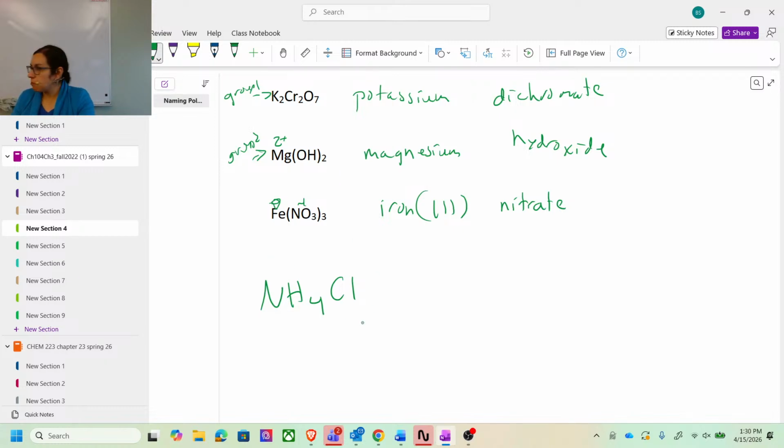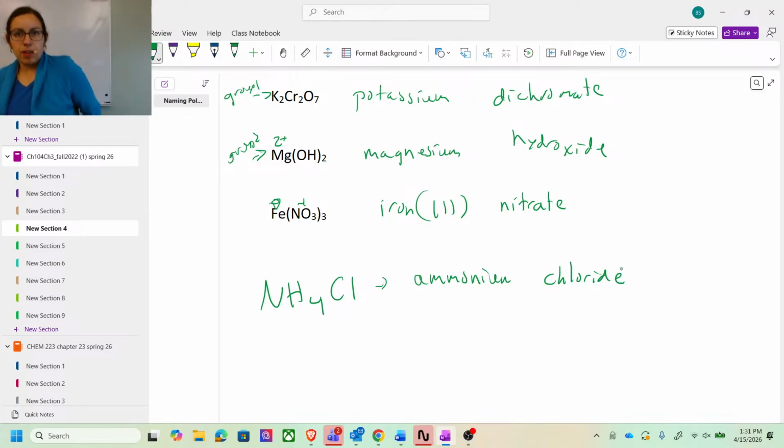So then, how would we name this one here? Yep. So ammonium chloride. Excellent. And so that one, again, was pretty straightforward, right? We can just name our, in this case, polyatomic cation, and then chloride.